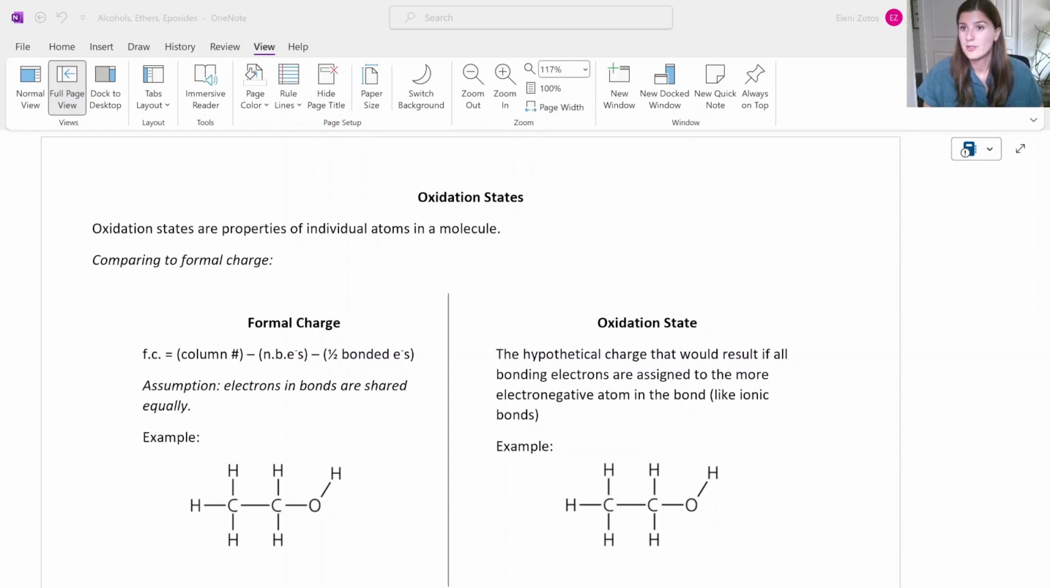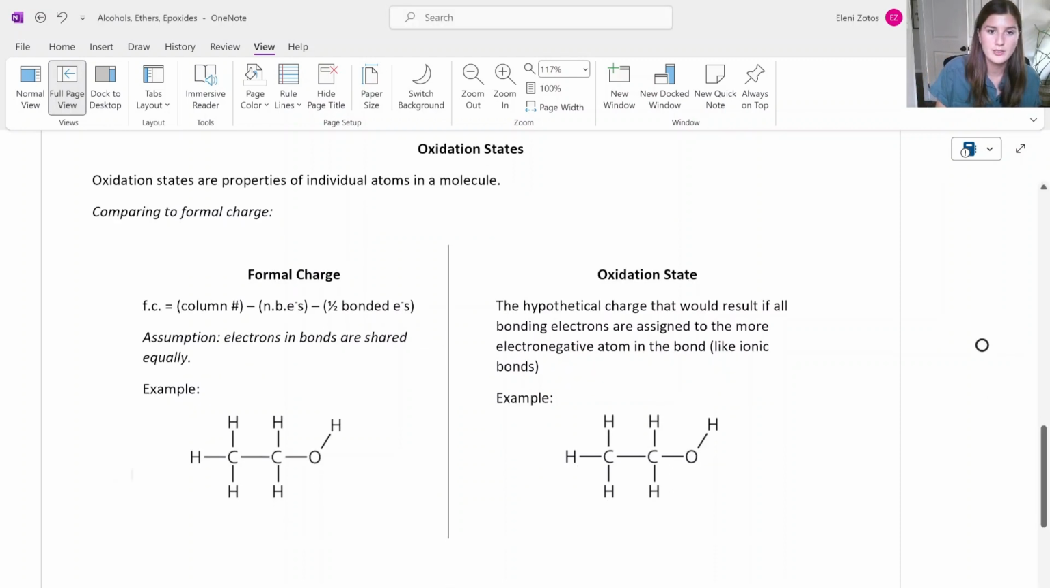So formal charge, we know this by now. We do the column number of the atom minus its owned non-bonding electrons, and then subtract half of the electrons in bonds. And so the assumption for a formal charge is that the electrons that are present in bonds are shared equally between the two atoms that are in the bond.